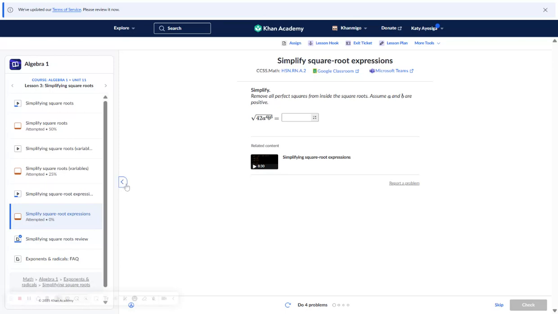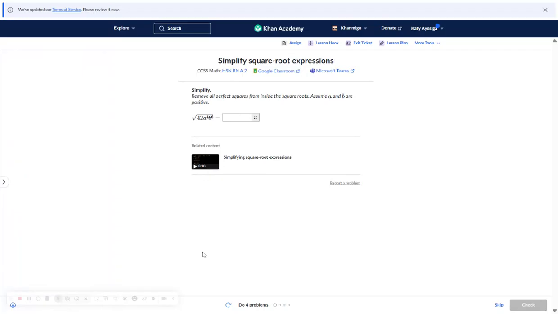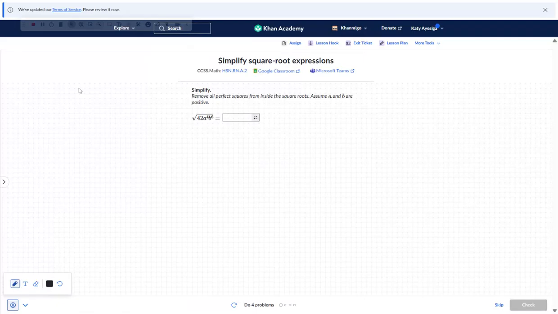Hi guys, this is our 3.2 Khan Academy homework for simplifying square root expressions. So I'm going to go ahead and take a look at what's going on here. I know looking at it, we're like, oh my gosh, there's so much happening. I promise it's not too bad. We just gotta split it up.